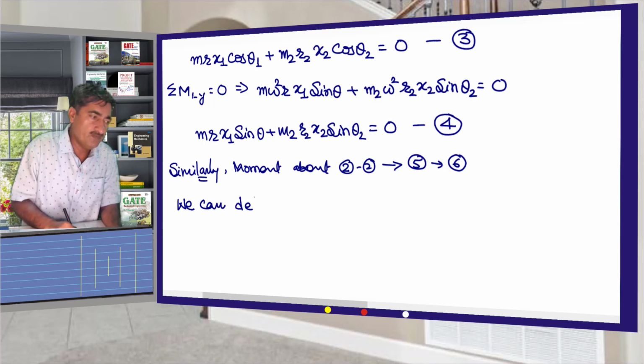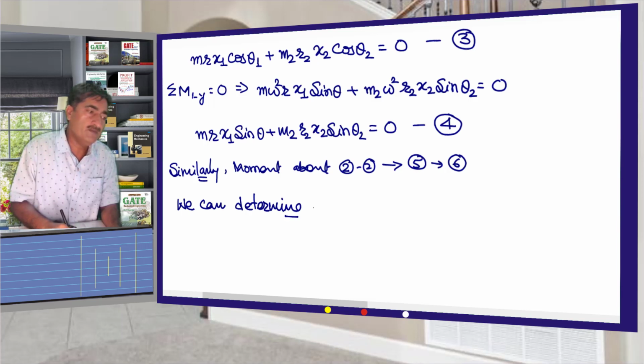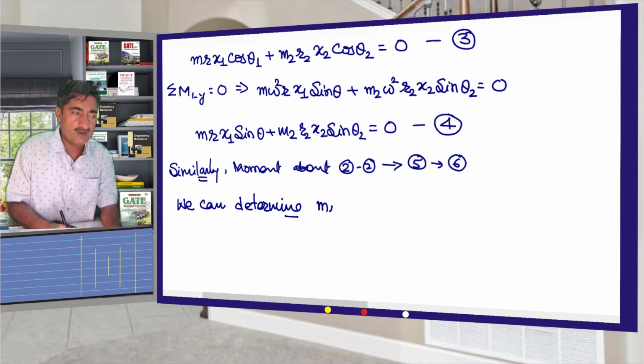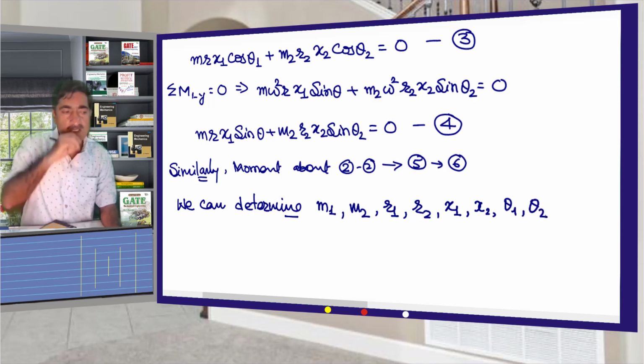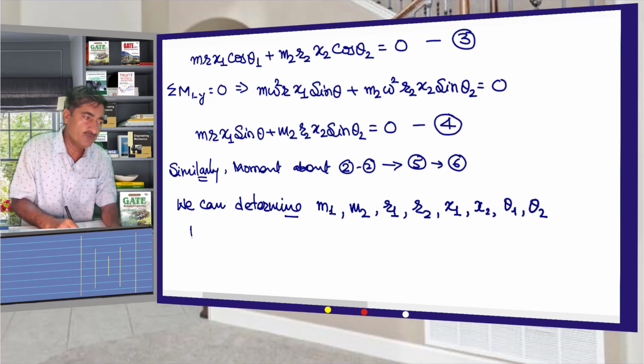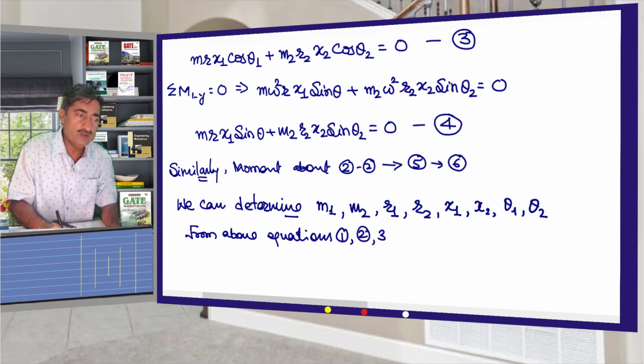We can determine M1, M2, R1, R2, L1 or X1 and X2, theta 1 and theta 2 from the above equations 1, 2, 3, 4, 5 and so on.